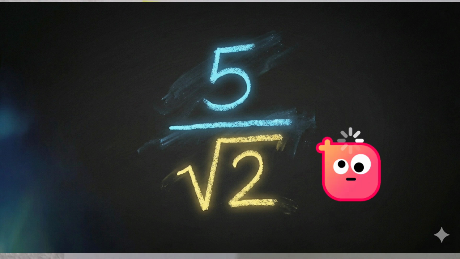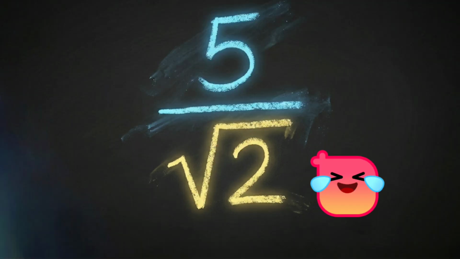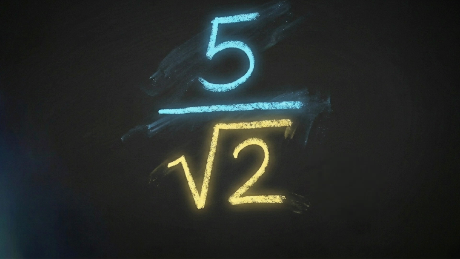Have you ever looked at a fraction and felt like something is upside down? In maths, we have a golden rule. Don't leave a radical, that is a square root, in the denominator. It's like wearing your shoes on the wrong feet. It definitely works, but it's not standard. So changing this into a rational number is what we call rationalization.